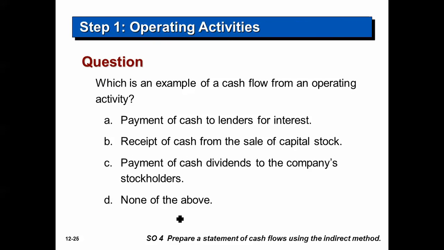First question, which is an example of cash flow from an operating activity? Payment of cash to lenders for interest, receipt of cash for the sale of capital stock, payment of cash dividends to the company, none of the above. Payment of cash to lenders for interest.